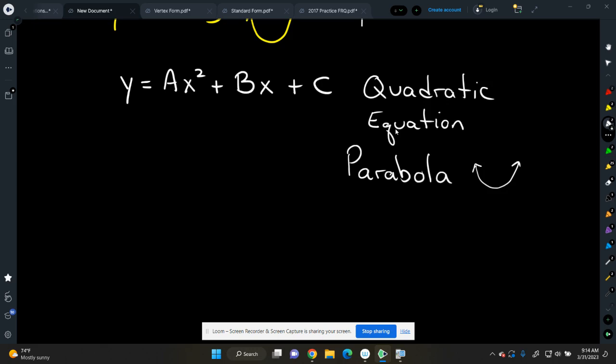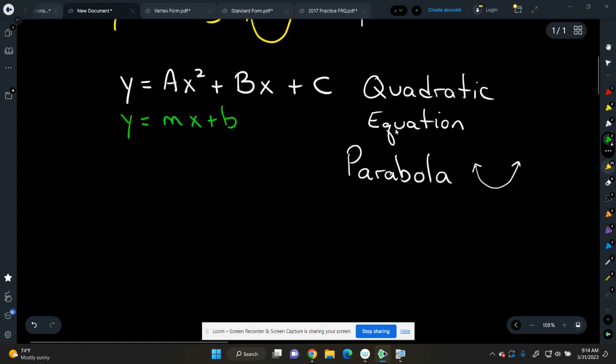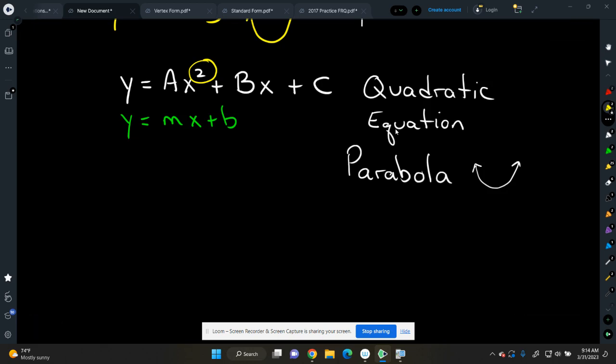So how do we know? Well, if we look at our equation, let me just write the linear equation below it. If we look at the quadratic equation, we see that the x is squared. Is the y squared? No, just the x.